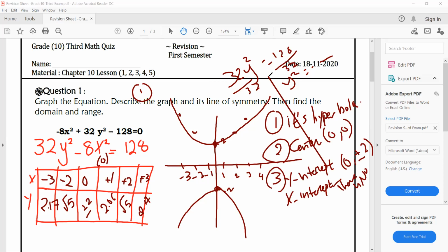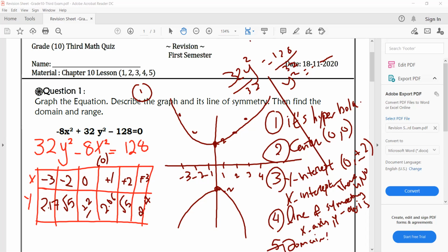Yeah, because it did not cut the graph. I'm asking you now about the line of symmetry. It is the x-axis and the y-axis. Yeah. We have the x-axis and the y-axis. Now, describe the domain. The domain here is all the real numbers.